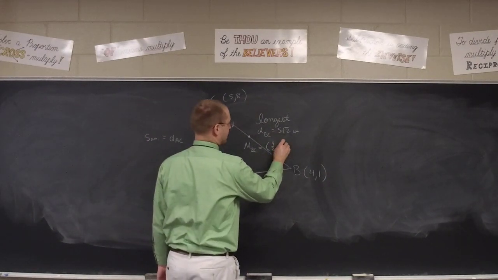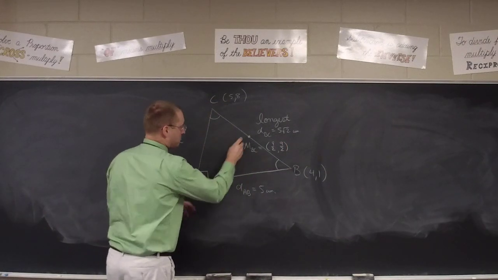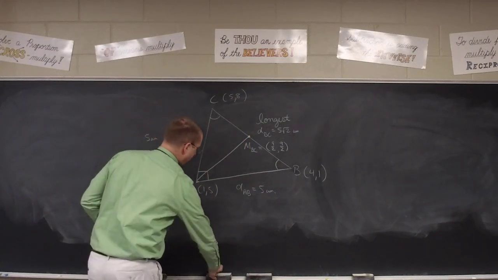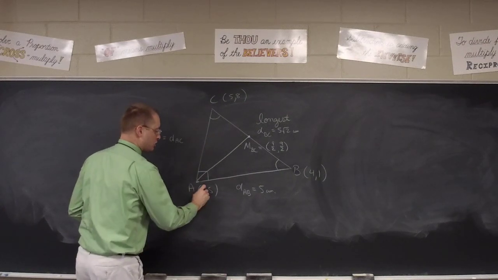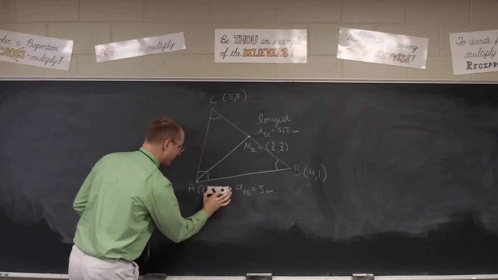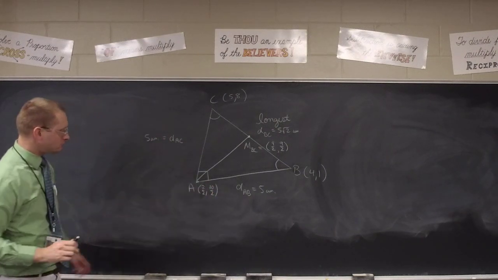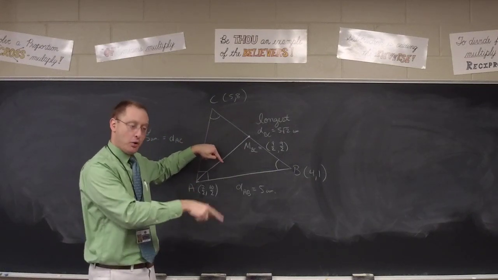9 halves. Okay, lovely. By the way, then, I'm going to rewrite, because this median goes from A to the midpoint of BC, I'm going to rewrite 1 as 2 halves, and I'm going to rewrite my 5 as 10 halves. It says, show that this median is an altitude.